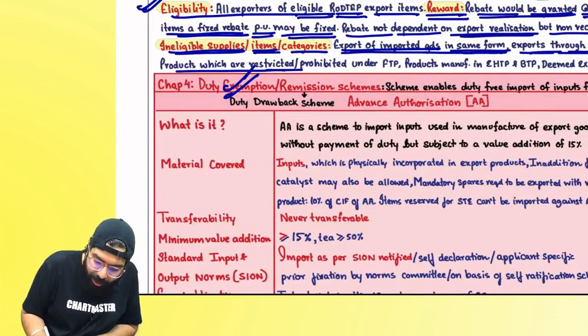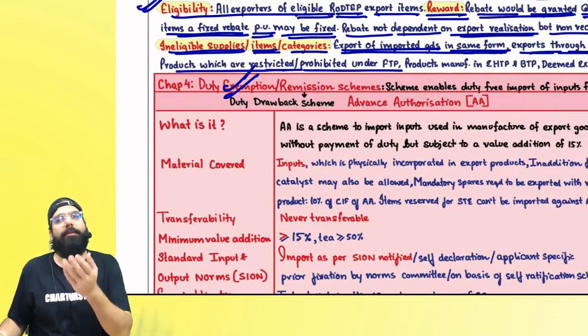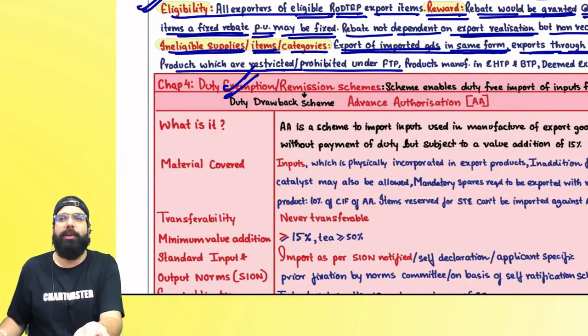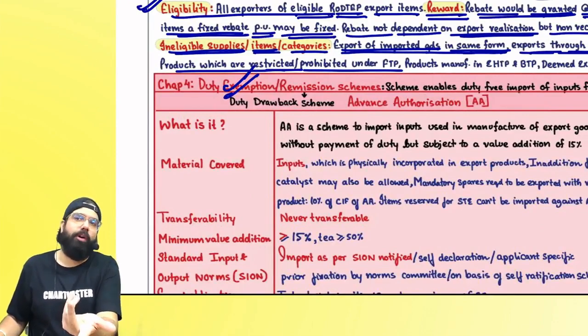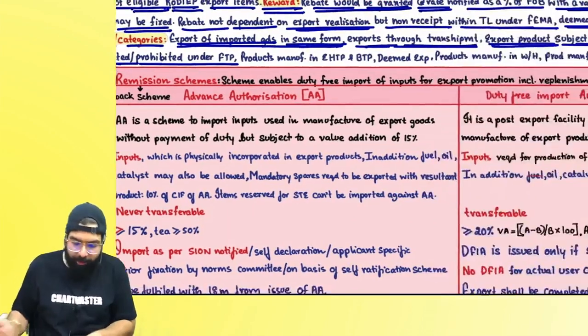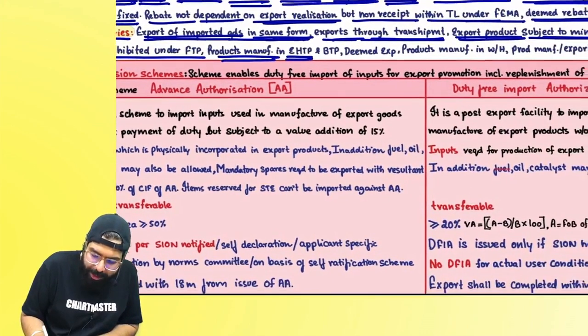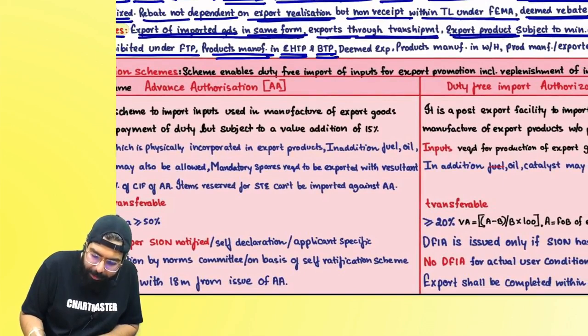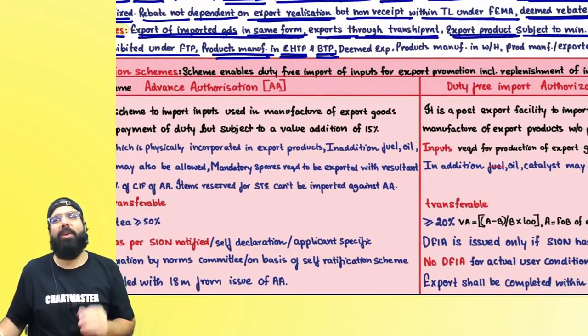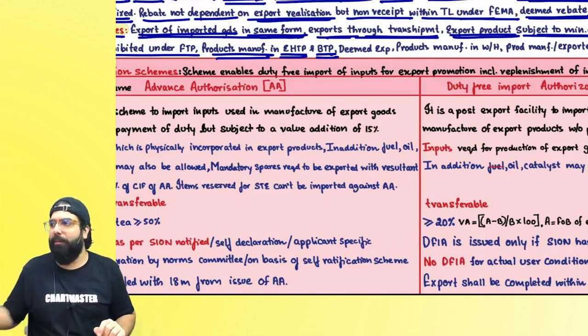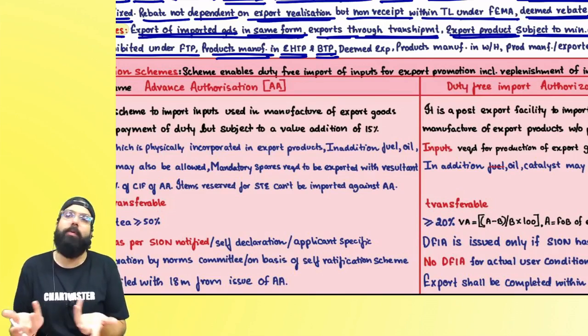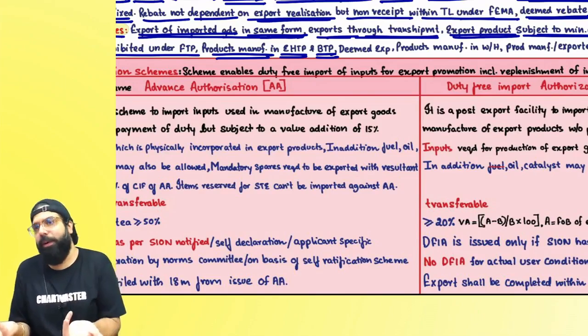Products which are restricted or prohibited under FTP. They are telling, first of all, we don't want you to export these, they are restricted, and I will give you chocolate also for exporting? They will not give. Products manufactured in electronic hardware technology park, biotechnology park. All of these parks are already given a lot of benefit. Whenever they are buying, no duty is there. Again, what benefit do you want?